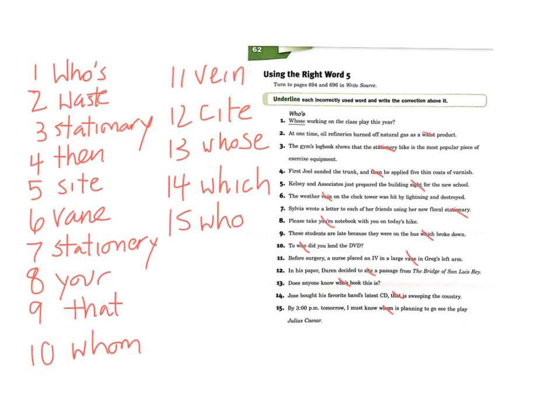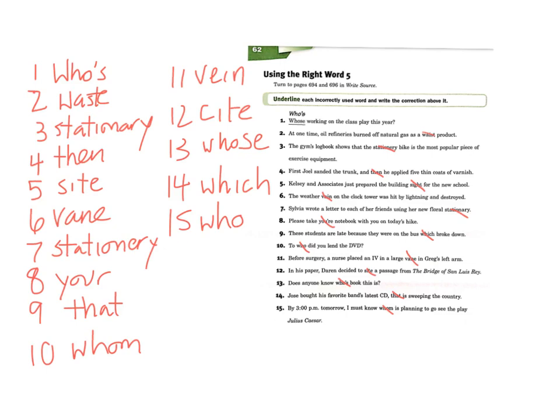For 3, if you're not going anywhere, it's in a fixed position, it's A-R-Y. When you're doing one thing, and next comes something else, it's then. Site is S-I-T-E. A weather vane is V-A-N-E. Stationary is E-R-Y when you're talking about paper. For 8, you want Y-O-U-R.